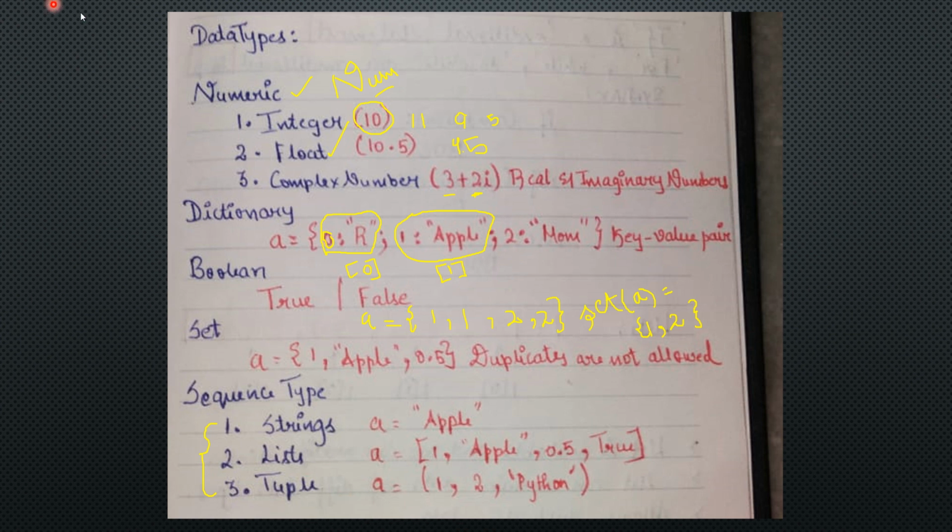So these are the data types of Python. Just reiterating what we have learned so far: under numeric we have three data types, integer, which is a whole number, float, which is a number with a decimal point, and complex number, which has a real and an imaginary part. A dictionary is a collection of key value pairs, and a boolean is just true or false. A set means duplicates are not allowed. Sequence types are string, list, and tuple. A string is a combination or collection of letters, and then list and tuple.